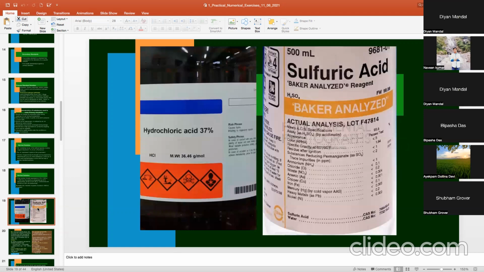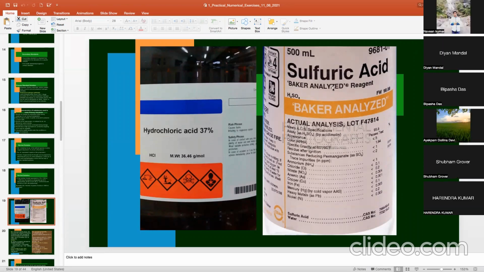Now you see, one more thing has come. Now you understand gram equivalent weight and how to make a normal solution. On the right side, you see sulfuric acid. This is a picture I took from a bottle. And you see H2SO4 and FW. What is FW? Anybody?